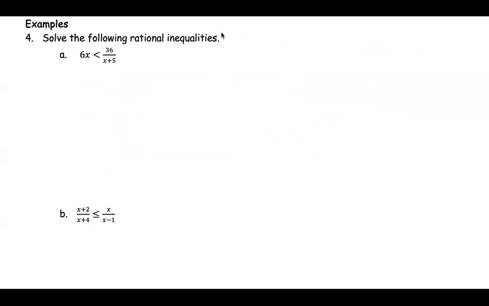Let's see the example. We are going to solve the following rational inequalities. To solve means to find the value of the unknown. In these cases, we're going to solve for x. For the rational inequality, we're going to rewrite it in the form of the function f of x strictly less than 0, less than or equal to 0, strictly greater than 0, or greater than or equal to 0. In this case, we're going to move the term over to one side, to the left.